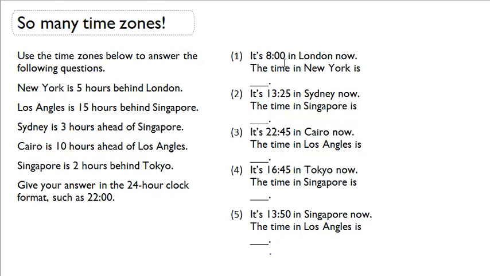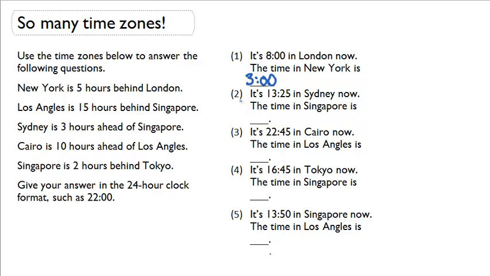Problem number 1. It's 8 o'clock in London now. That means the time in New York is blank. Well, comparing London and New York, we know New York is 5 hours behind. So 5 hours before 8 a.m. would be 8 minus 5, which is 3.